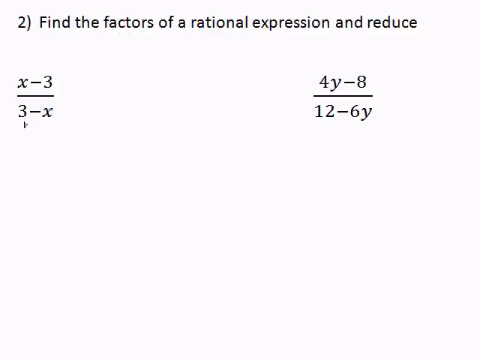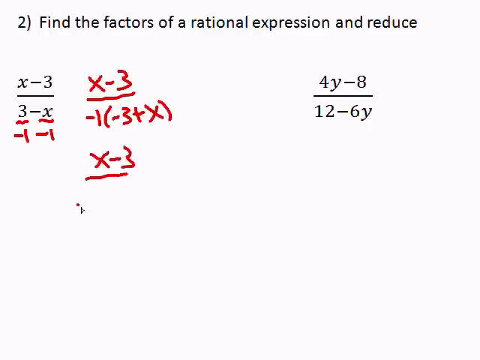X minus 3, if we factor a negative 1 out of the denominator, we'll get x minus 3 over negative 1 times negative 3 plus x, which is the same thing as x minus 3 over negative 1 times x minus 3. What's tricky about this one, I'm going to put parentheses around the x minus 3 on top, just to point out that x minus 3 is the factor of the top.